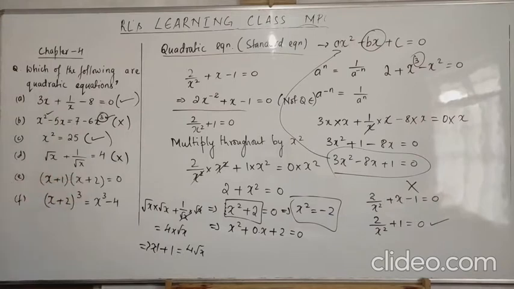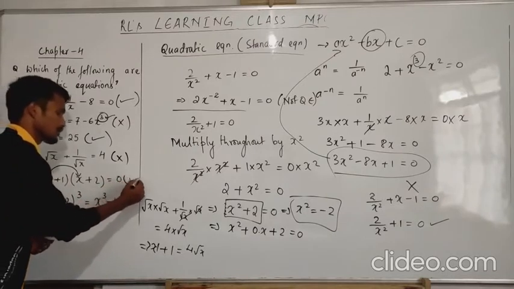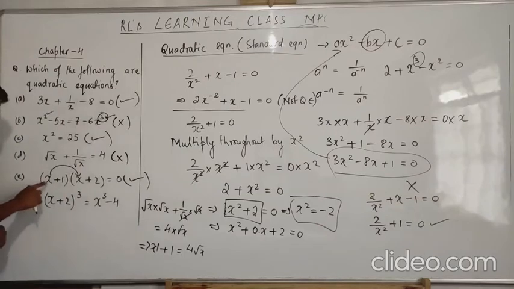Then what about this one? Is this a quadratic equation or not? Now here x into x, how much do we get? X squared. Then obviously this is a quadratic equation. If you multiply this one, x into x, we got x squared.